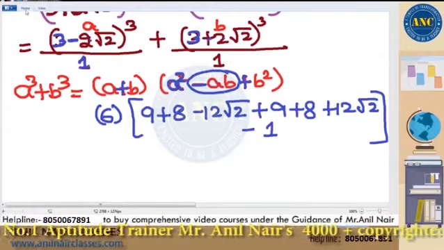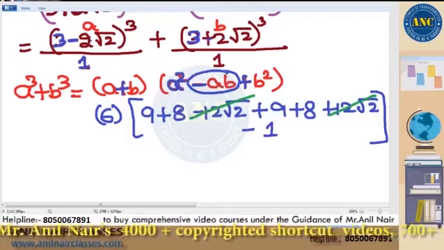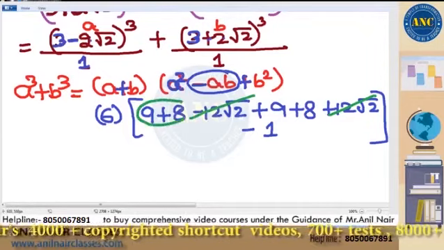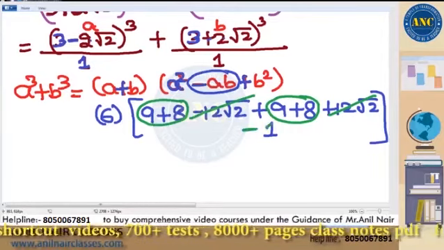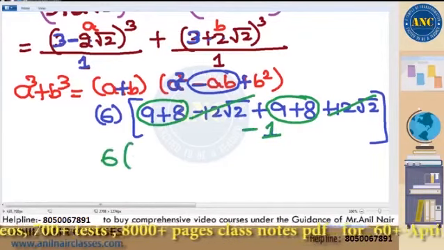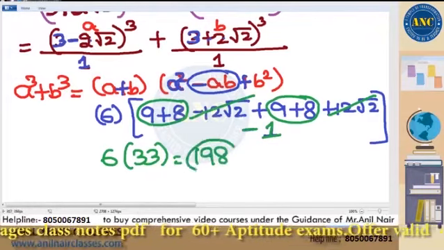Right? You will now be left with what all terms? This will cancel out. This will cancel out. 9 plus 8 is 17. 17 plus 17 is 34. 34 minus 1 is 33. 6 into 33 is what you are left with, which will give me the answer as 198.